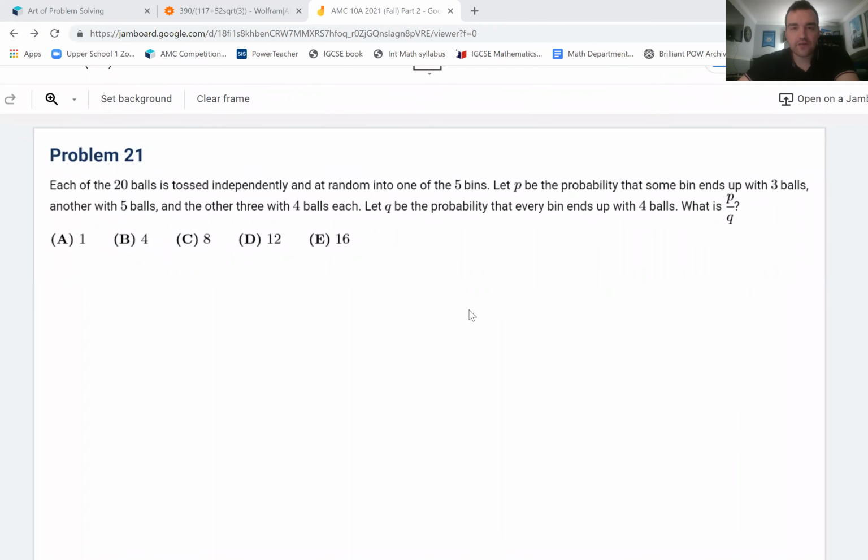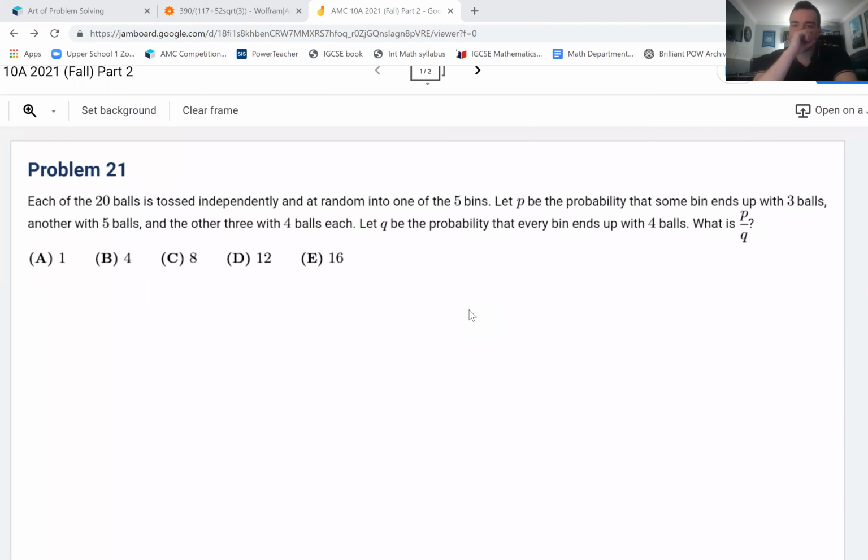21 is actually really not that hard, but I'll be honest, I did not get it right at first. I made a kind of silly mistake. It says each of the 20 balls is tossed independently and at random into one of the 5 bins. Let P be the probability that some bin ends up with 3 balls, another with 5 balls, and the other three with 4 balls each. Let Q be the probability that every bin ends up with 4 balls. What is P over Q?